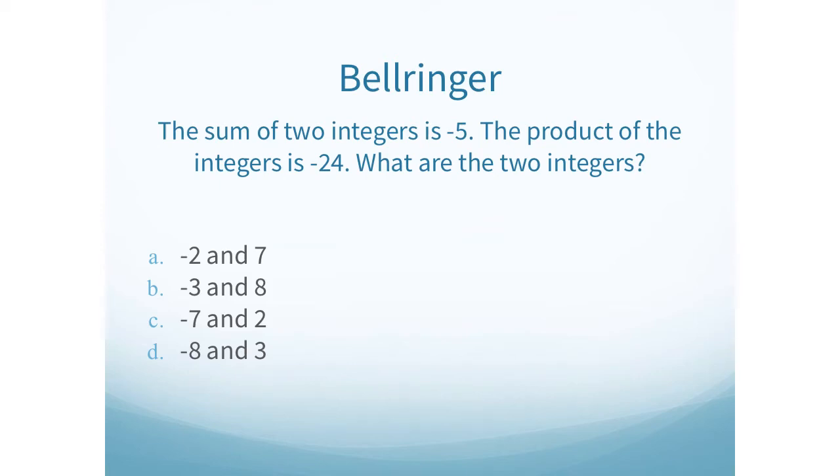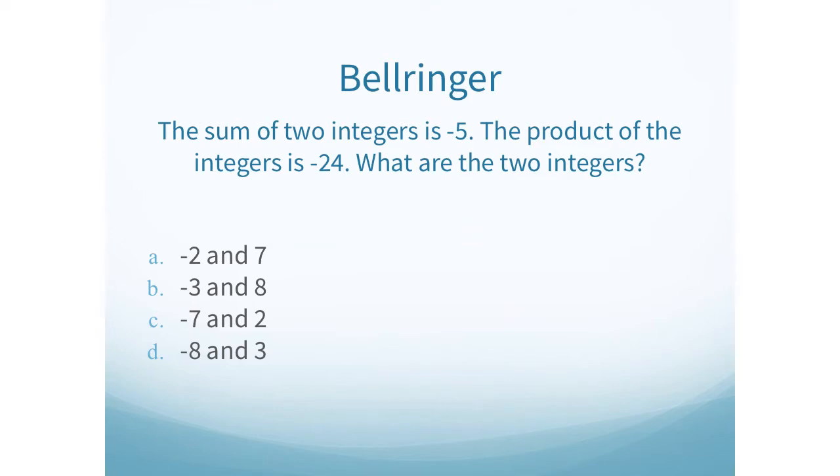Let's go over today's bell ringer. The sum of two integers is -5. The product of the integers is -24. What are the two integers? We want to find the two integers that are going to satisfy both criteria. We want them to add to be -5.